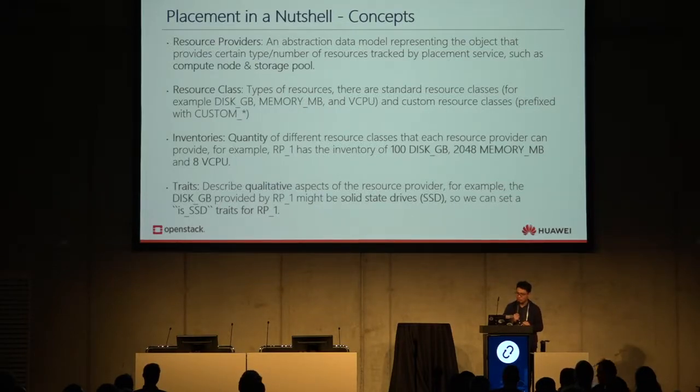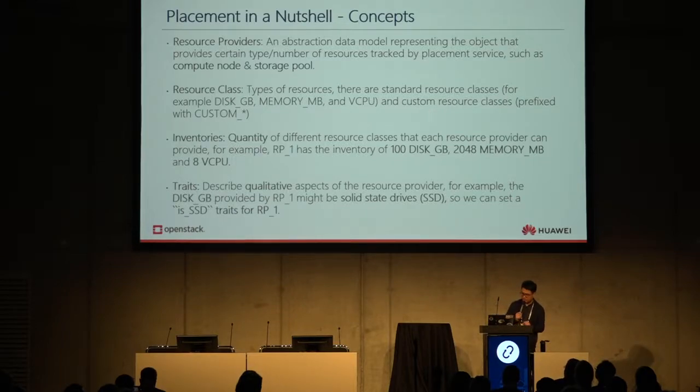The main resource is the resource provider. And we also have resource classes. It's the type of resource that the resource provider can provide. We have standard resource classes, such as disk GB, memory MB, and vCPU. Those are hard-coded into the code. And as I mentioned before, users can now set their own custom resource classes. They will be prefixed with CUSTOM_.